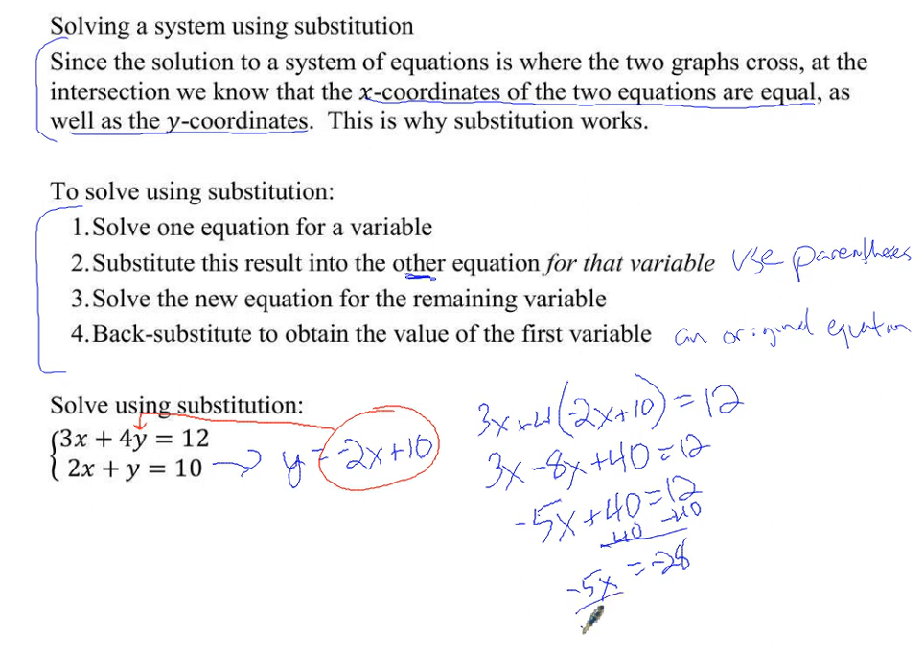Now what? Divide both sides by negative 5. And I get x equals, that's a negative 28 divided by a negative 5, which is positive. 28 fifths does not reduce, so positive 28 fifths is my answer. And I don't need to circle that one, but I did just so that we can see it.